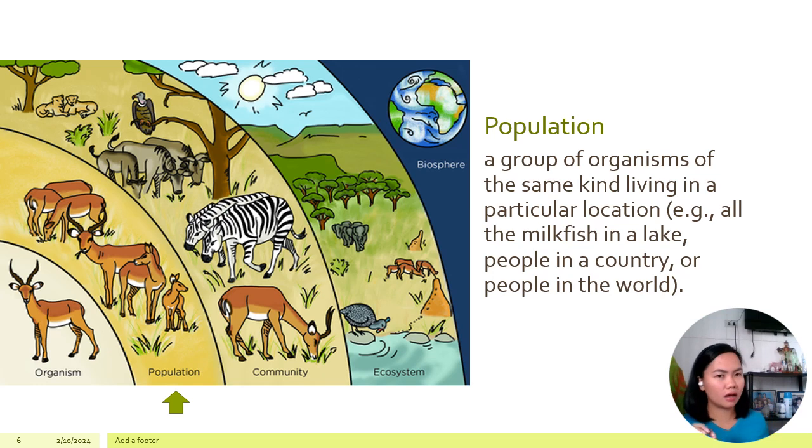But again, let's not forget about the plants because they are also living organisms. So we can also call a group of plants or a kind of grass as a population if there are a lot of them, or a group of flowers of the same kind, they are also a population.